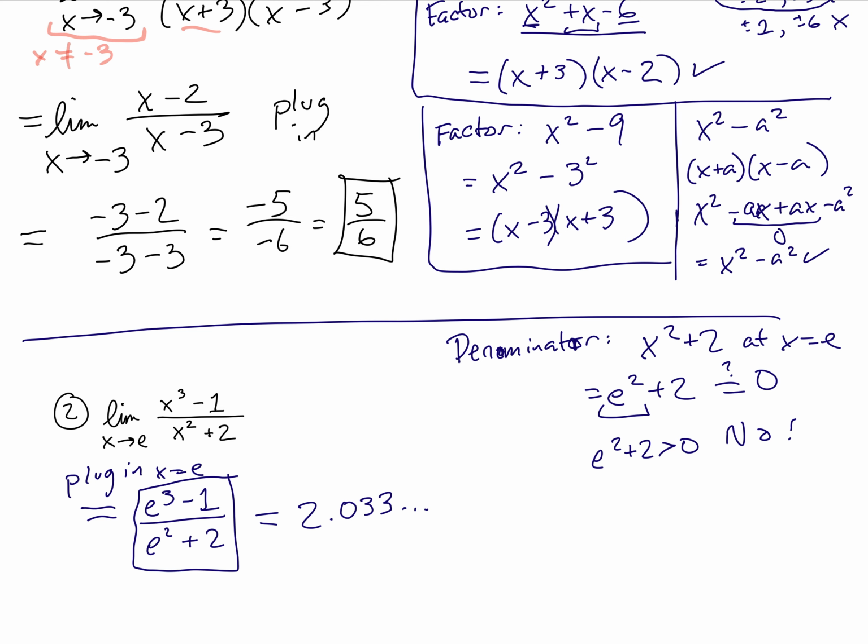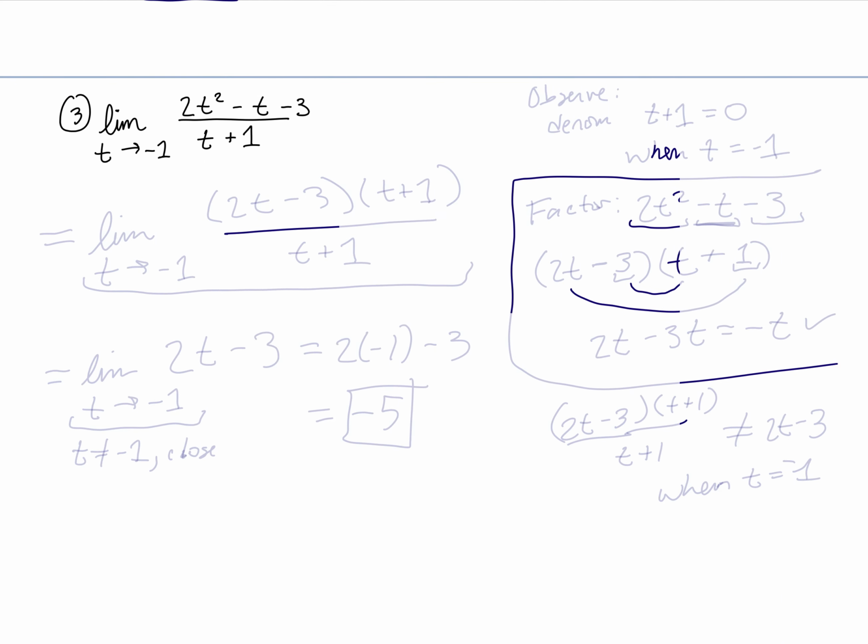Okay, last example. So we are going to first just observe that, yes, the denominator is equal to 0 at this point that we're approaching. The denominator is t plus 1, which is equal to 0 when t equals negative 1. So we do need algebra to help us with evaluating this limit. The denominator is already factored, so let's try to factor the numerator. Let's try to factor 2t squared minus t minus 3.